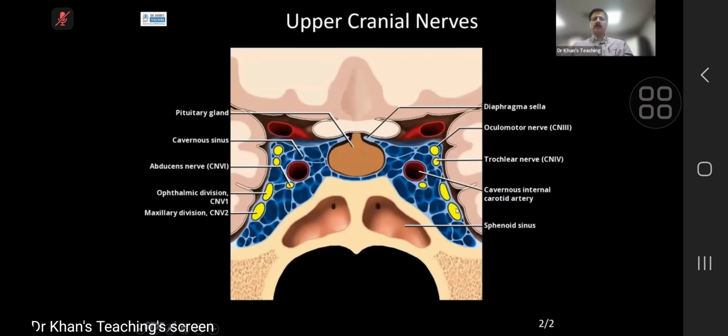And just to make a point, repetition, that these are the nerves which pass through the cavernous sinus. Of course, the oculomotor and trochlear nerves, the third and fourth, we did not mention because they come out at the midbrain level. Then, of course, the other V1 and V2 and the sixth nerve.